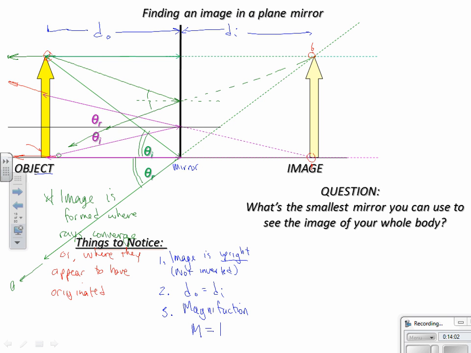I have a full-length mirror on the back of my closet door, and it's like 4 feet tall or something like that. And the question is, do I need that whole 4-foot mirror? Do I need more than that? Do I need less than that? How big is the smallest mirror you can use to see the image of your whole body? All right? I challenge you, make up a little experiment and figure that answer out.